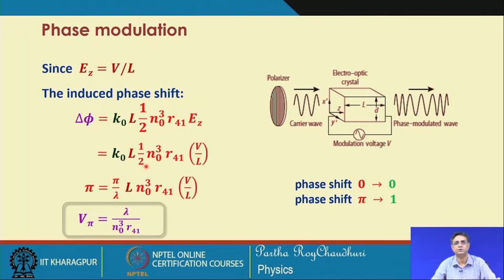So, switching from 0 to 1 requires a phase change of pi, or from 1 to 0, depending on the convention, depending on the protocol of the modulator design. Then the phase shift pi corresponds to switching of the modulator from the state 0 to state 1. So, that requires a voltage V pi.